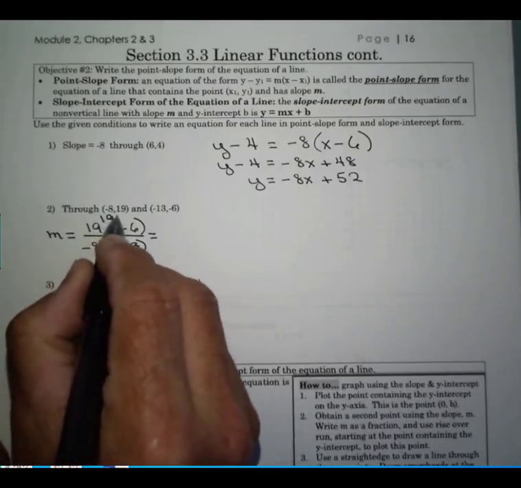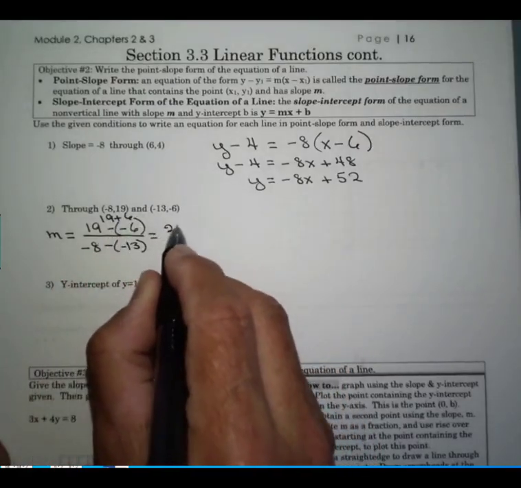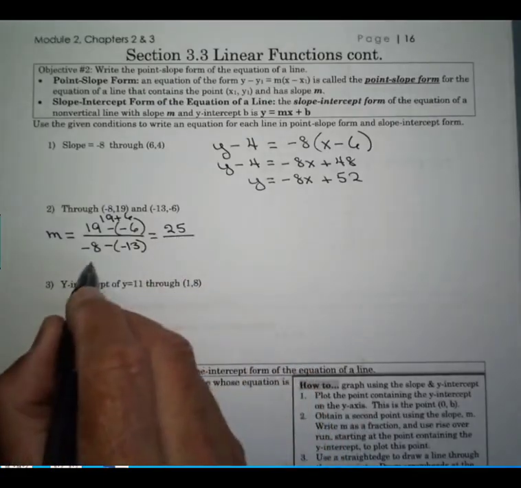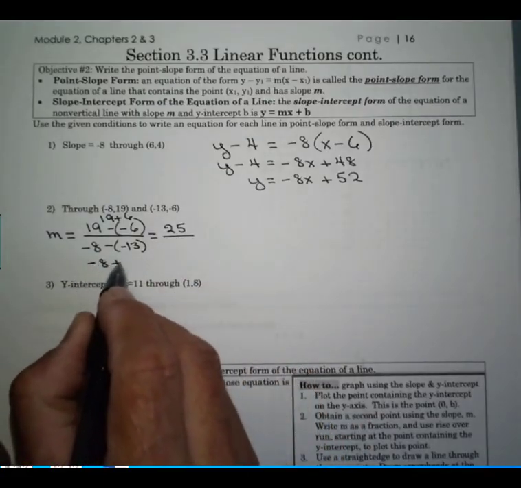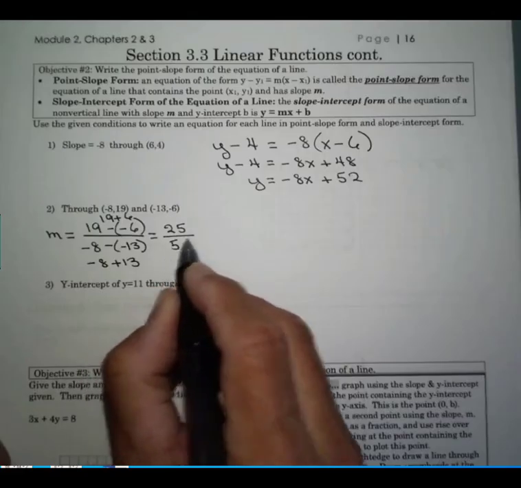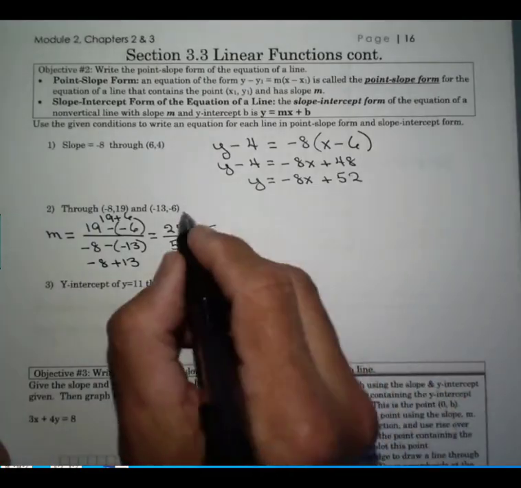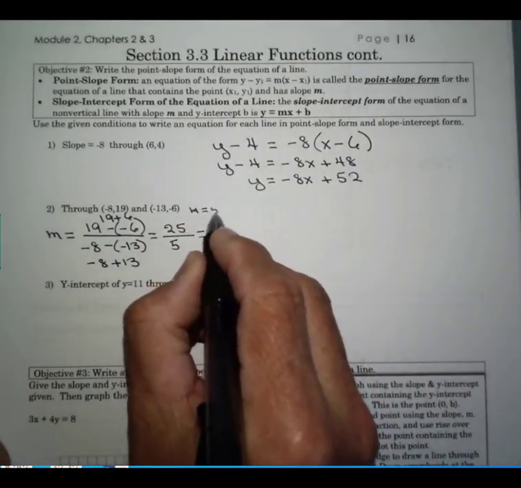This is, of course, 19 plus 6, which is going to give me 25. And this is, of course, -8 plus 13, which is going to give me a positive 5. So I have a slope of 5. M is equal to 5. I'll write that down.